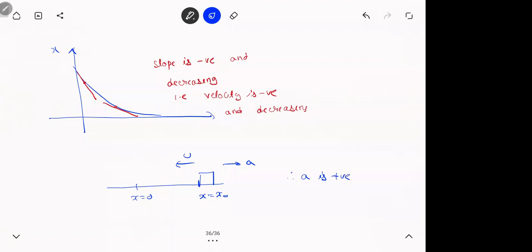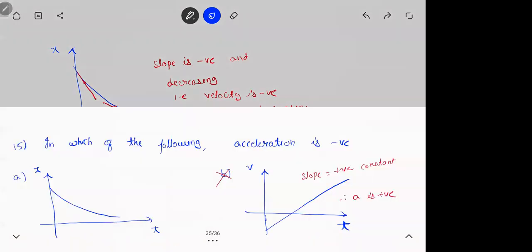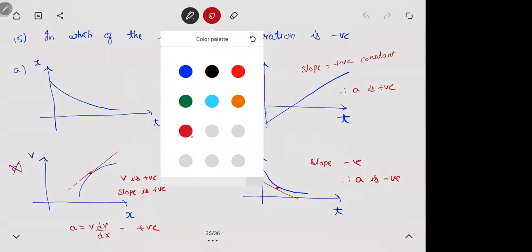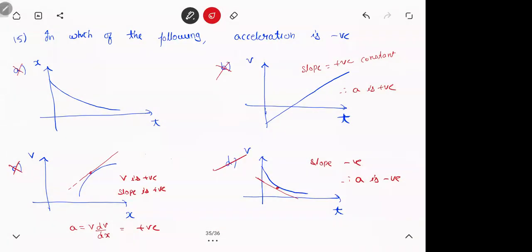See, the car is going in the negative x-axis and the speed is decreasing. It means it will go like this and stop. So when you apply the brakes, deceleration is in which direction? Right side, right? So A is positive. Is this fine? Therefore, the first option is also wrong. D is the answer.